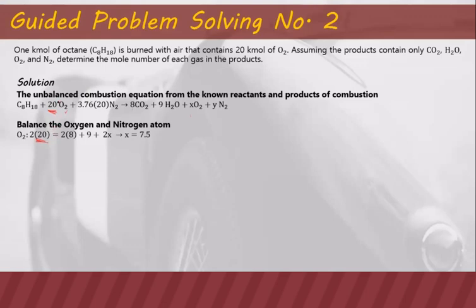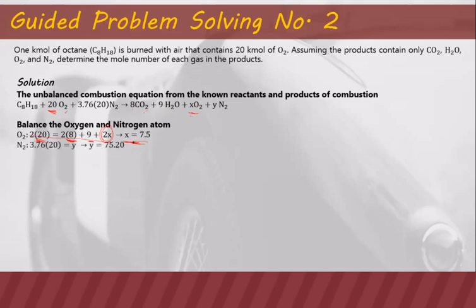So 2 times 20 is equal to, we're going to count the number of oxygen here. For carbon dioxide, we have 8 times 2, that's why we have 16 here, plus 9 moles of oxygen, plus X moles of 2 atoms of oxygen. That's why we have 2X. So we have this equation. We just have one unknown, and that is X, so we can calculate for X. X is 7.5.